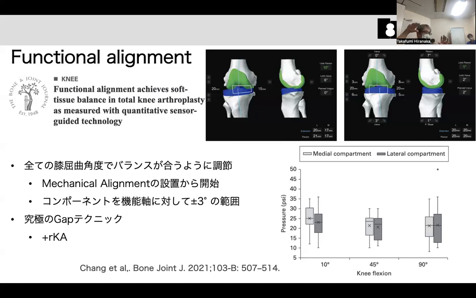Of course, some surgeons aim for the perfect gap balancing. That means equal medial and lateral gap and extension and flexion gap. But some other surgeons allow some kind of lateral looseness. So it depends on the philosophy, concept or strategy of the gap balance making.